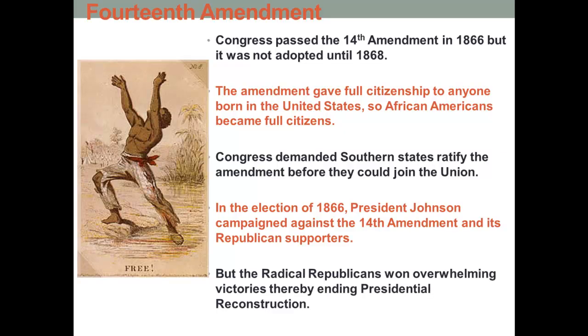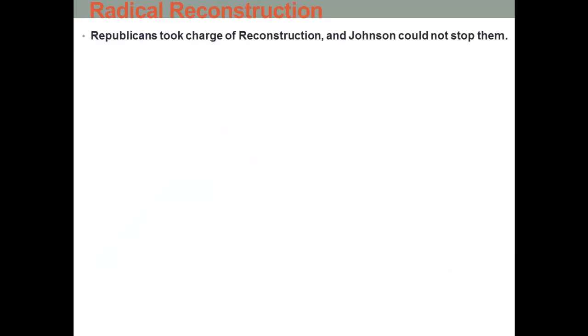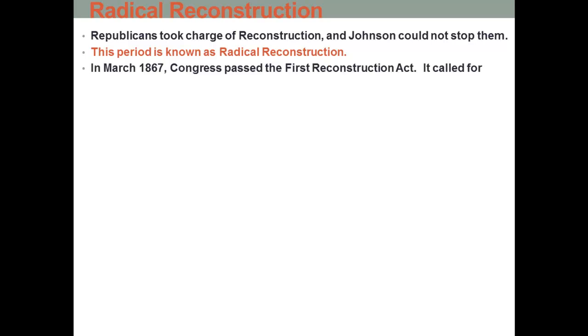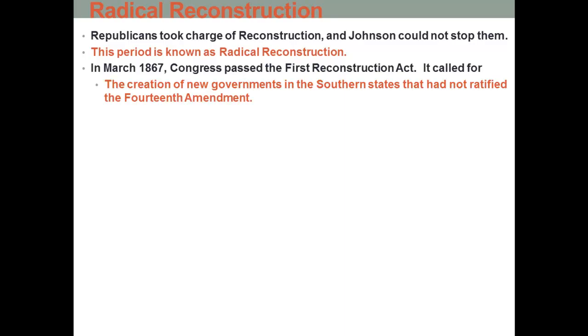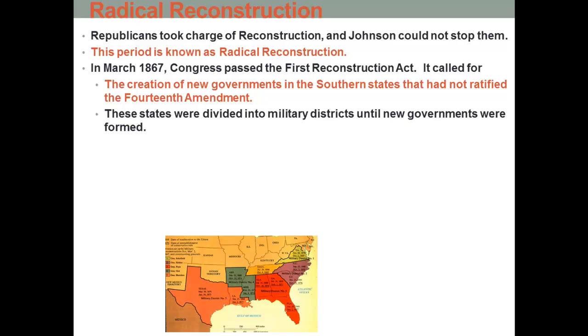But the radical Republicans won overwhelming victories, thereby ending presidential Reconstruction. And the Republicans took charge of Reconstruction, and Johnson could not stop them. This period is known as Radical Reconstruction. In March of 1867, Congress passed the first Reconstruction Act. It called for the creation of new governments in the Southern states that had not ratified the 14th Amendment. These states were divided into military districts and put under Union martial law until the new governments were formed.